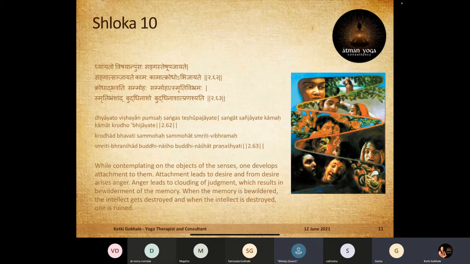Very good. Only you have to take care of that second word. Dhyayato vishayan pumsah. Pum. So the sound of Anuswara is pum. Pumsah. Yeah.